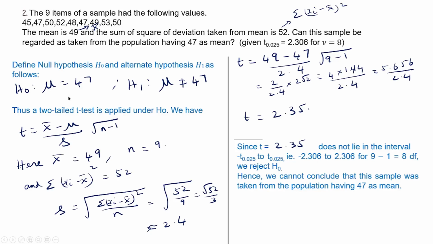So if we reject H naught, it means we have to accept the alternate hypothesis. So as a result, here it is asked, can this sample be regarded as taken from the population having 47 as mean? We have to write the result based on what is given in the question. So we write, we cannot conclude that this sample was taken from population having 47 as mean.